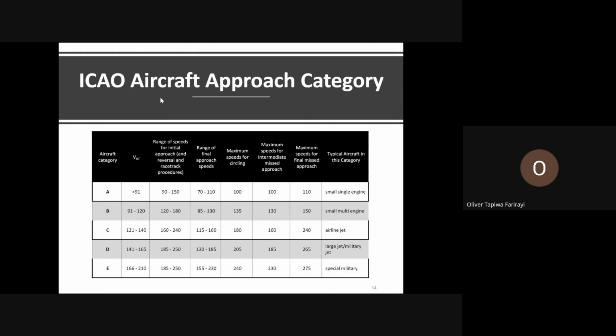Now, approach categories. Here we're looking at aircraft in the approach phase. We've got categories A up to E. Okay, and these are the range of speeds.